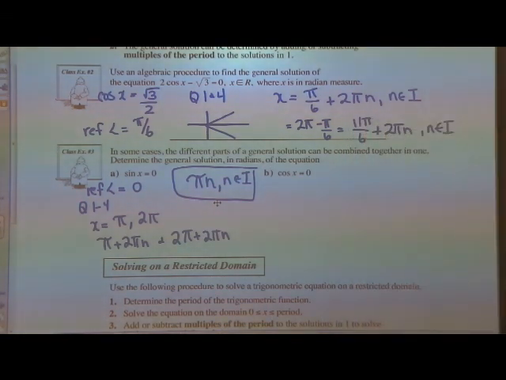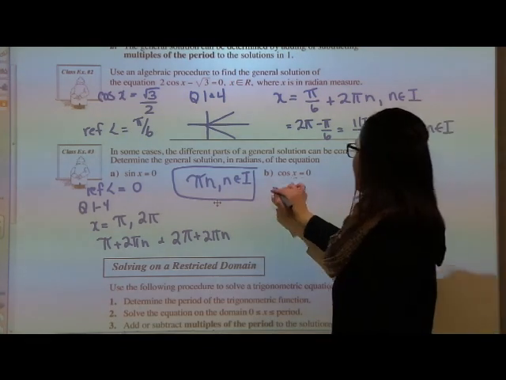Okay, what if cos x equals 0? What's my reference angle? Well, I got 1.5707. Okay, so divide that by pi, and what do you get? Pi over 2.